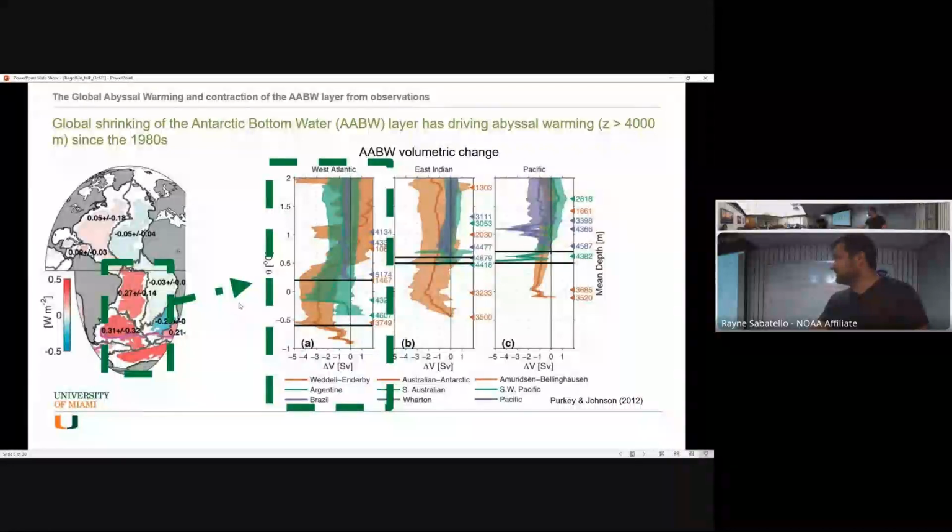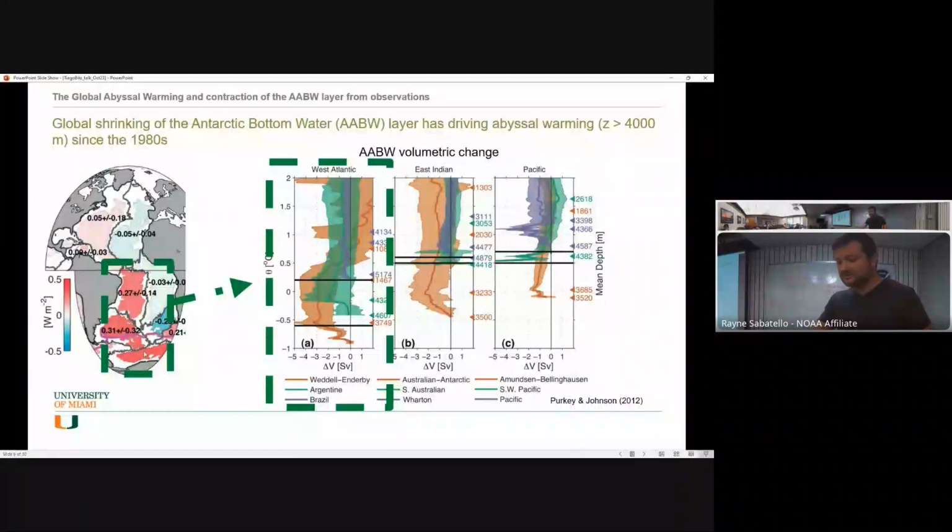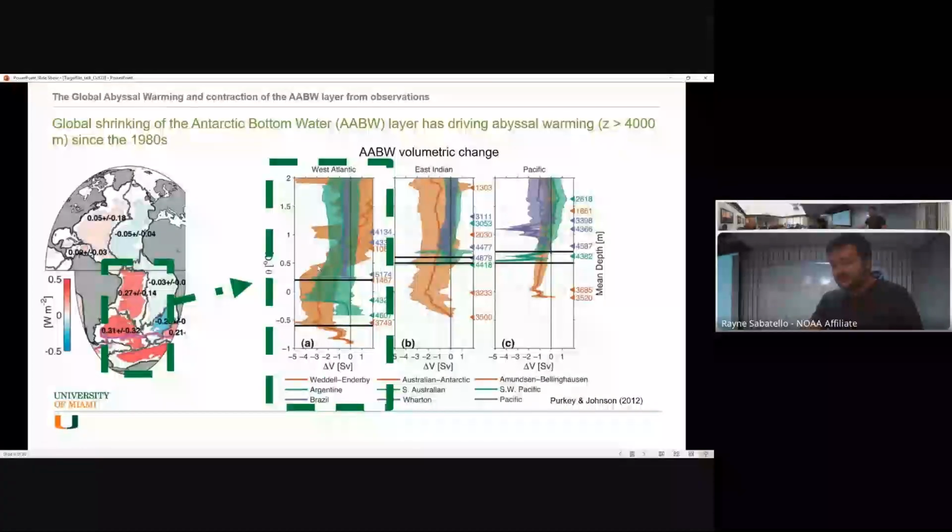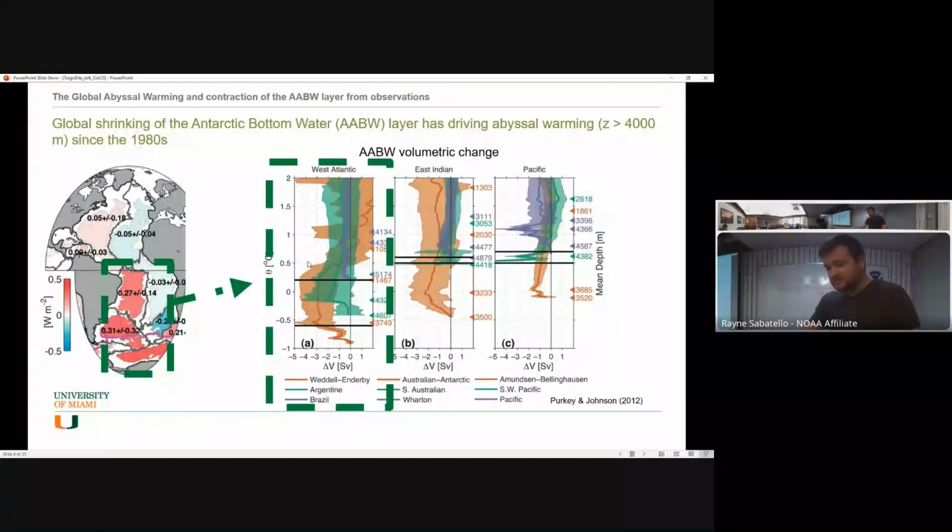And this is an example. If you track the waters that are forming, for example, in the Weddell Sea and spread northward along the Western Atlantic Ocean through the Argentinian Basin and then the Brazil Basin, we see a consistent contraction of those waters.